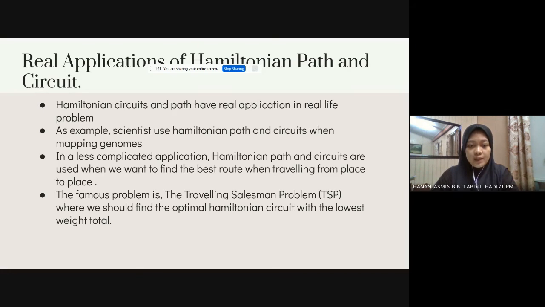In a less complicated application, Hamiltonian paths and circuits are used when we want to find the best route when traveling from place to place. The famous problem is the traveling salesman problem, where we should find the optimal Hamiltonian circuit with the lowest total weight.